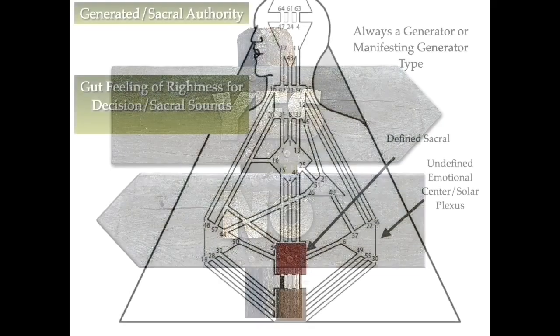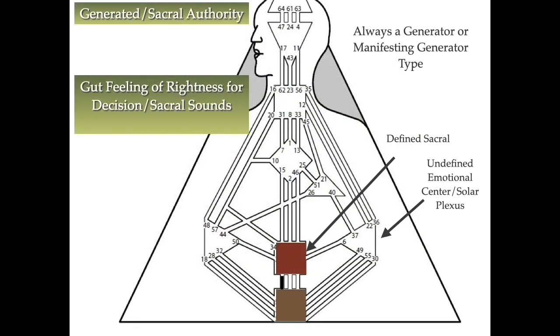The next most common authority is sacral authority, also called generator authority. And just like it sounds, only generator types have this type of authority, since it's only found in people with defined sacrals. As well as having a defined sacral, they also need to have an open emotional center, also called an undefined emotional center or solar plexus. So when we're talking about generator sacral authority, we're really talking about a gut feeling of something being correct for you. A lot of people will say, my gut told me it was the right thing to do. So generators can have a lot of this gut feeling kind of energy that says, yes, this is correct for me.